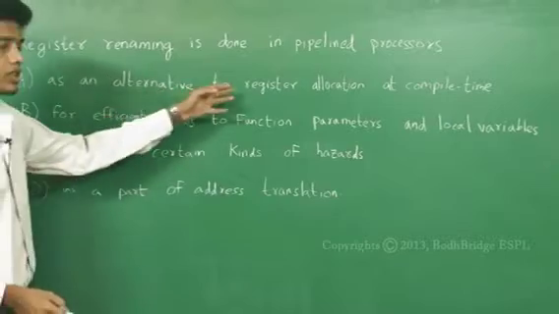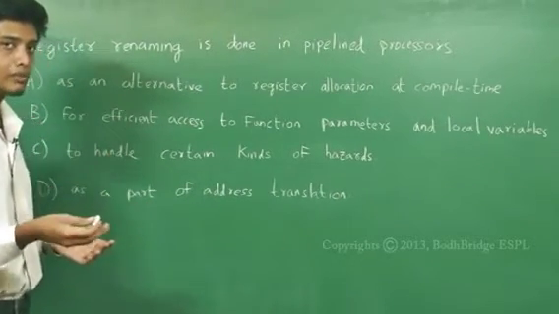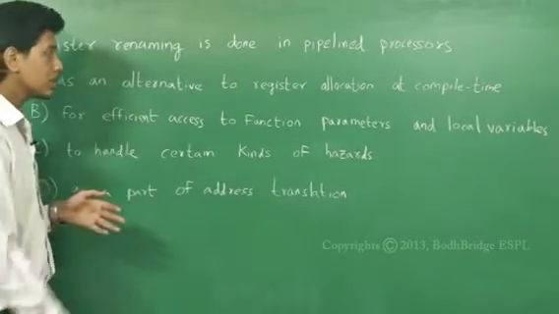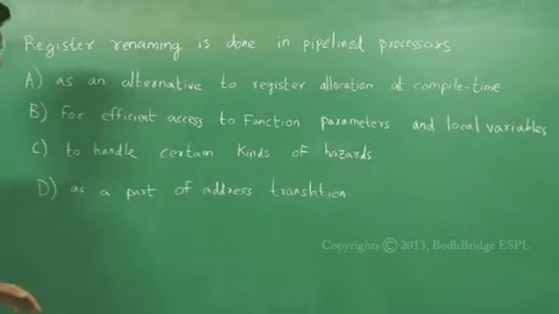So if you take register allocation, it is the process of allocating a large number of target program variables onto a certain few number of CPU registers. So register allocation and register renaming have nothing to do with each other.